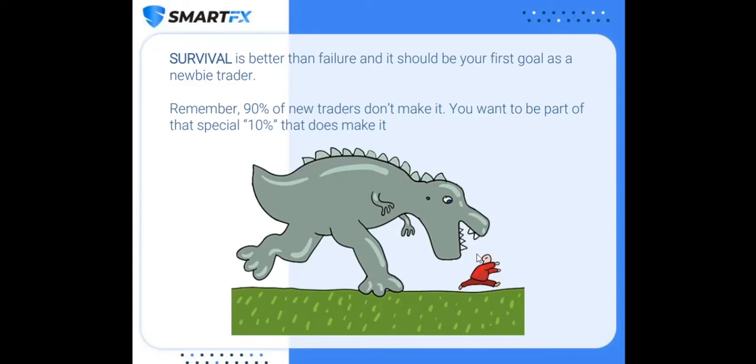Okay, so remember, 90% of the new traders don't make it. 90% of the new people who enter the market don't follow this, and only 10% survive in the market. Now you have to decide whether you want to be a part of the 90% or a part of the 10%. Who is going to decide it? It's you yourself, whether you want to be a part of the 90% or the 10%.